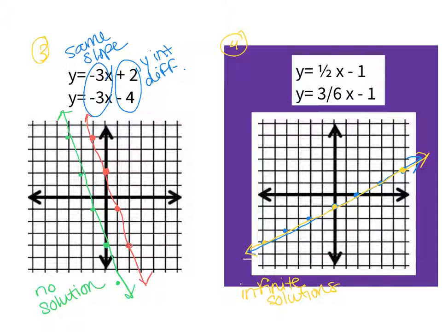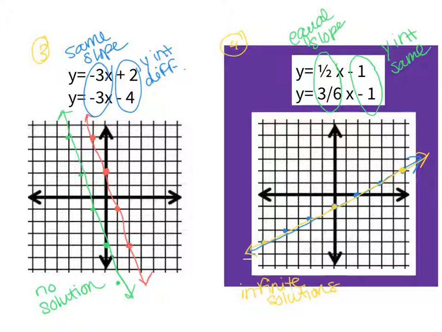And I can kind of do something similar with this one that I did with the last one. So what I notice here is that the slopes are equivalent. They don't necessarily look the same, but they're equal. 1/2 and 3/6 are equivalent fractions, and the y-intercept is the same. So if you have the same slope and a different y-intercept, it's going to be parallel lines with no solution. If you have the same slope with the same y-intercept, it's going to be infinite solutions because it will graph the exact same line.